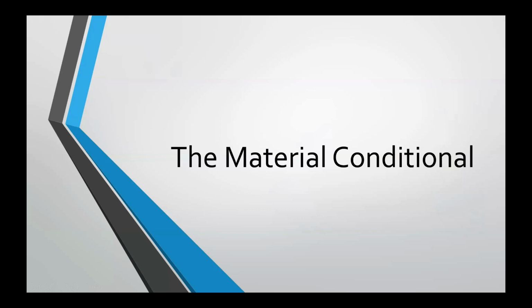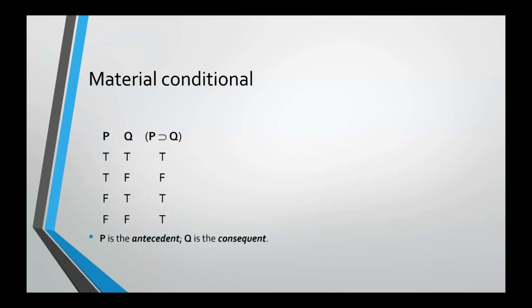In this video, we're looking at the material conditional. SL is a truth functional logic, so the conditional is going to be truth functional as well. This here is the characteristic truth table for the conditional. Unlike and or, the order matters for the material conditional. P implies Q does not mean the same thing as Q implies P.